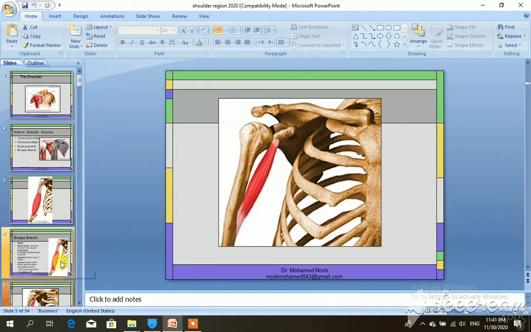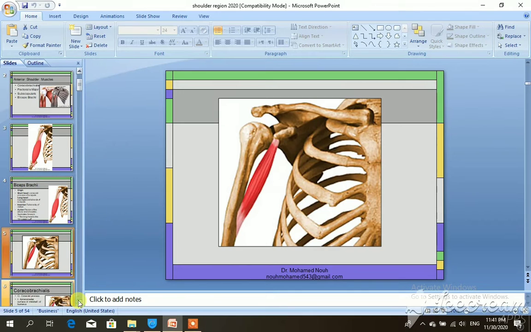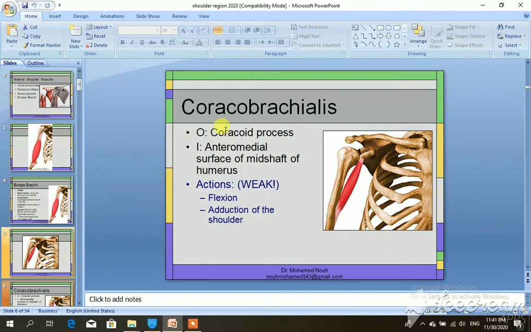Here, this is coracobrachialis. It originates from the coracoid process of the scapula, as you can see here, and inserts in the anteromedial surface of the mid shaft of the humerus. This is the humerus, this is the head, this is the neck, this is the medial lip, and this is the lateral lip. Action is weak flexion and abduction of the shoulder.